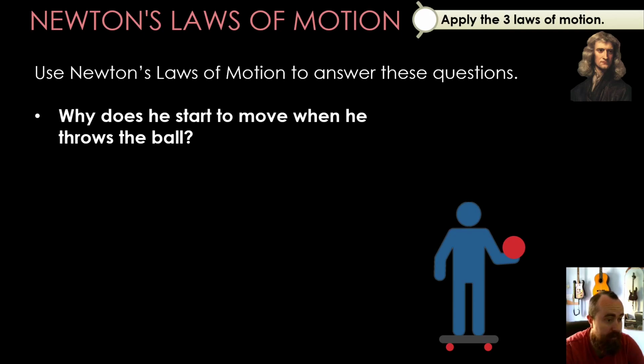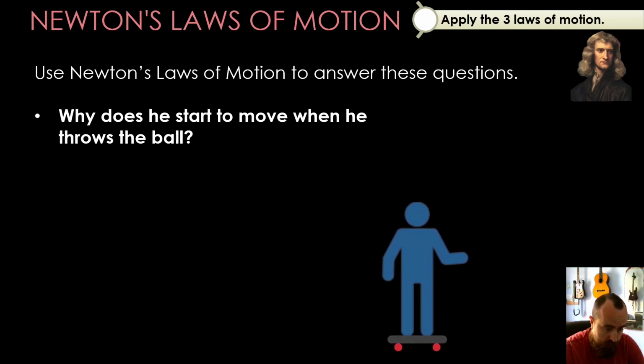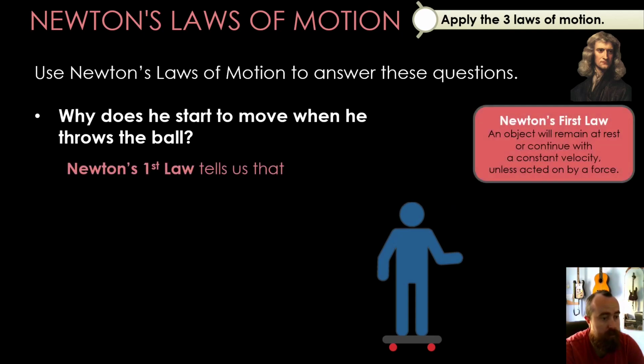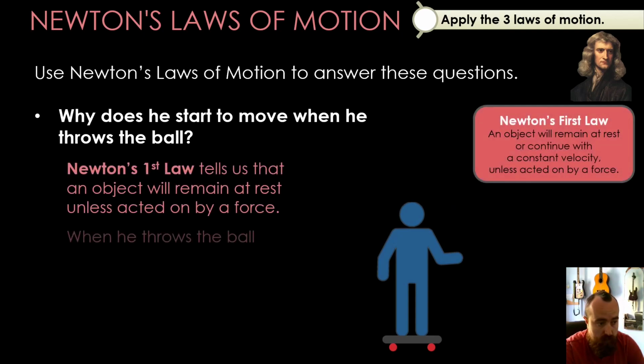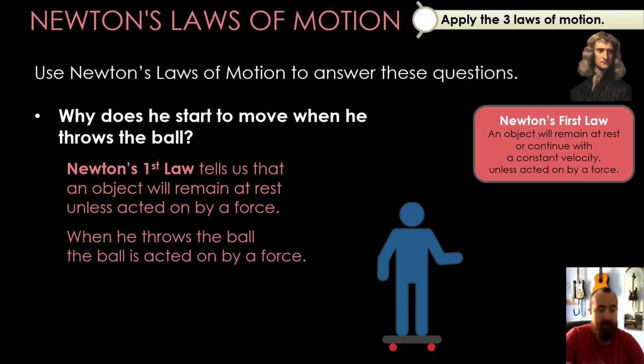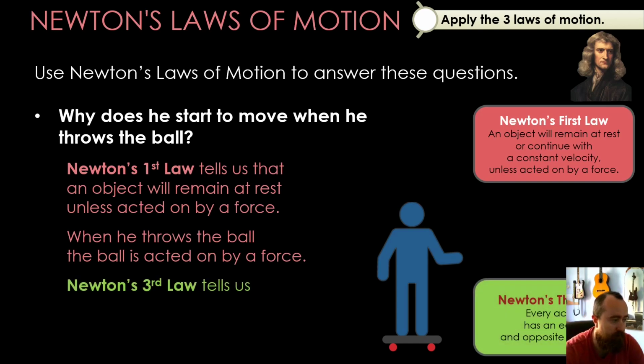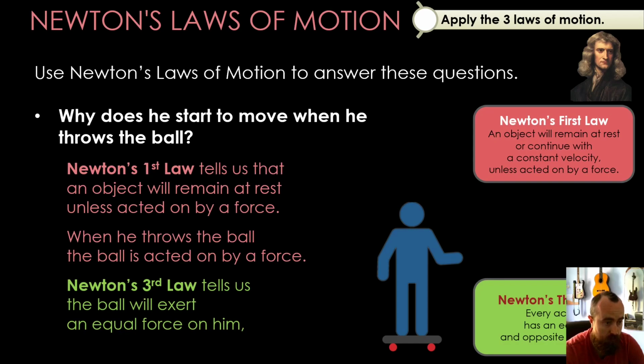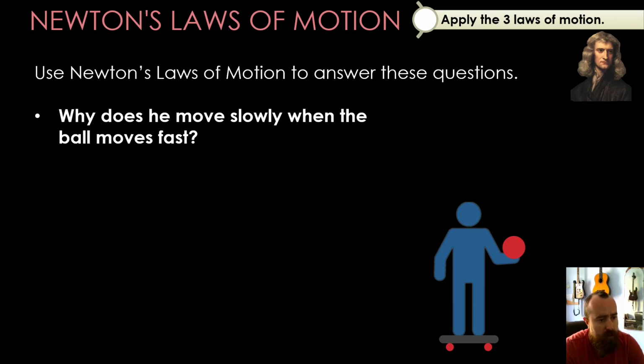So the second question, why does he start to move when he throws the ball? Well, first of all, let's look at Newton's first law again, which tells us that an object will remain at rest unless acted on by a force. When he throws the ball, it is acted on by a force, so the ball starts to move. Why does he start to move as well? Well, in order to explain why he also starts to move, we need to bring in Newton's third law, which tells us that every action has an equal and opposite reaction. So if he exerts a force on the ball, it will also exert a force on him. If he has a force being exerted on him, he's going to start to move. You apply a force to something, the idea is that it will then start to have motion, it'll start to move.